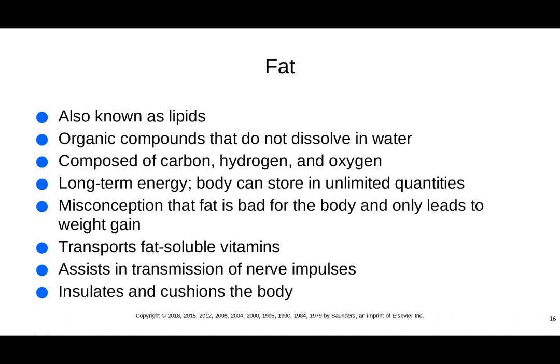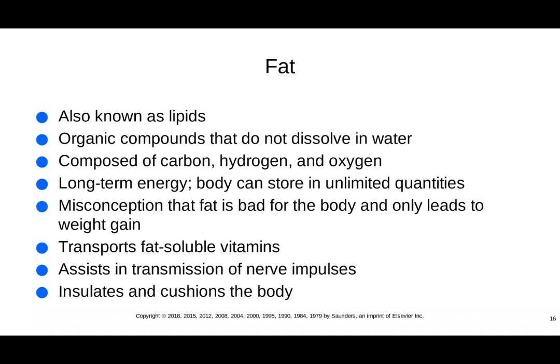Okay, so our next macronutrient is fat. This is also known as lipids. These are organic compounds that do not dissolve in water. They're composed of carbon, hydrogen, and oxygen. They do provide long-term energy because our body can store it in unlimited quantities. And there's a big misconception still that fat is bad for the body and it only leads to weight gain, but this is not true.